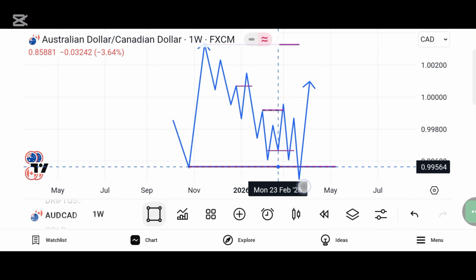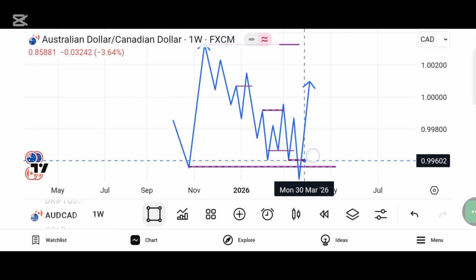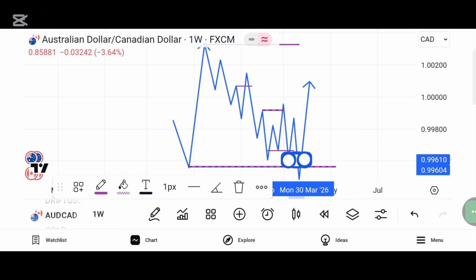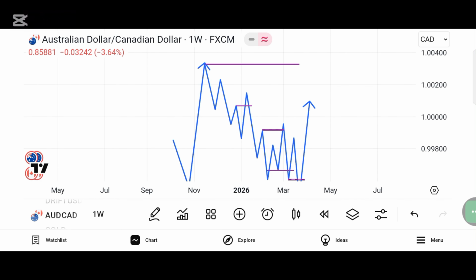This old low is an inducement. And price took out this inducement before heading down for this overall liquidity, which is the old low. Now let me explain something for you.